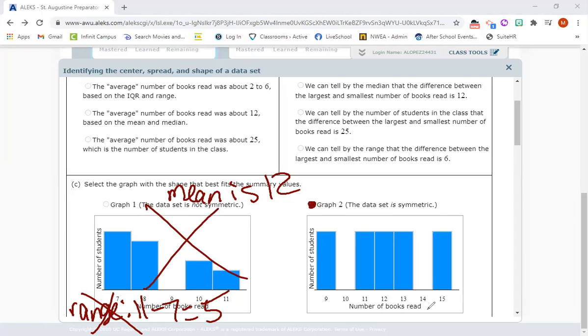But this one, my largest minus my smallest is 6. That tells me I'm on the right track. I have the correct range. And it looks like 12 is in the middle. It's the median. It also makes sense that the mean could be 12 if we average these numbers out. Hopefully that helps.